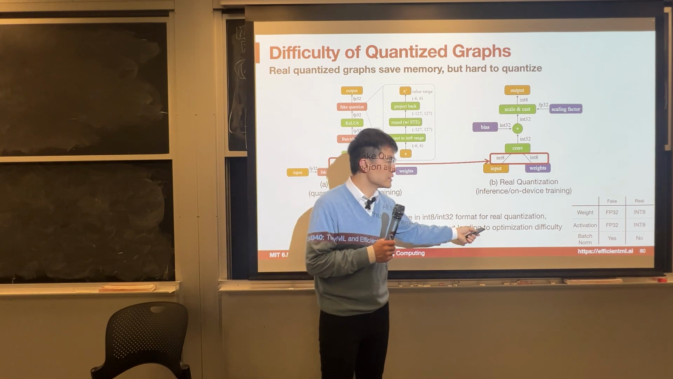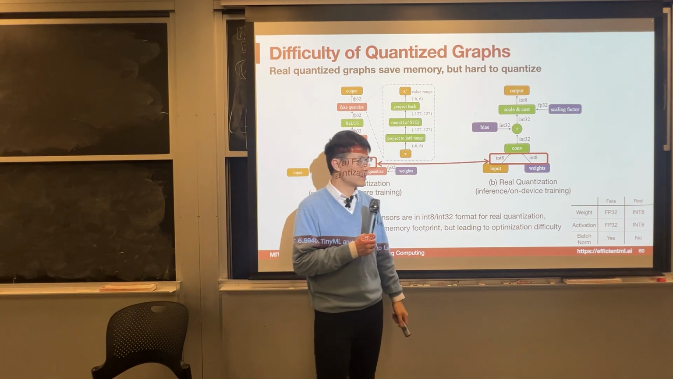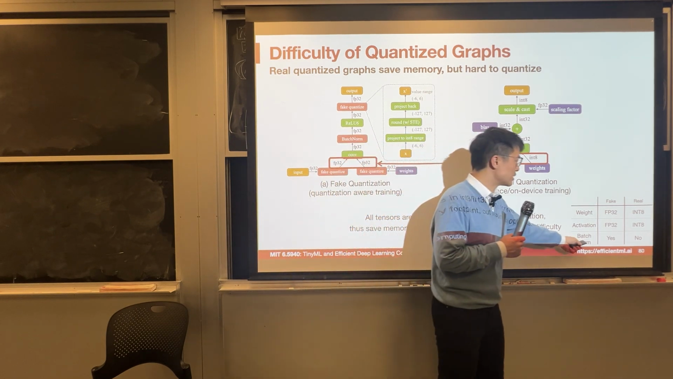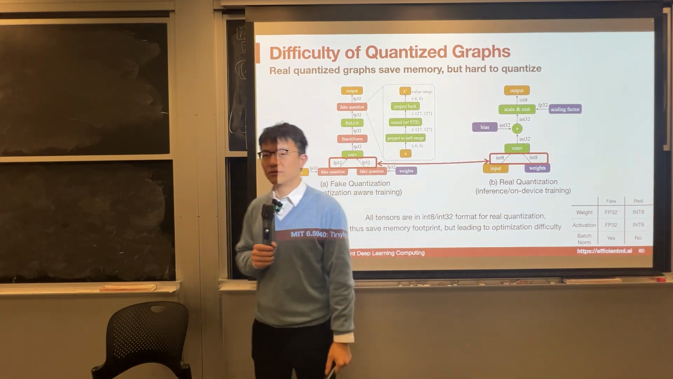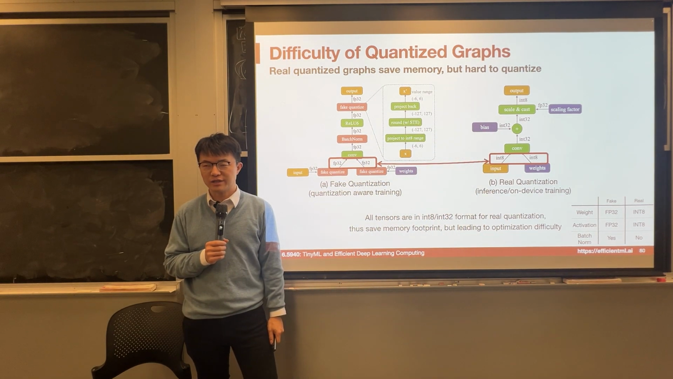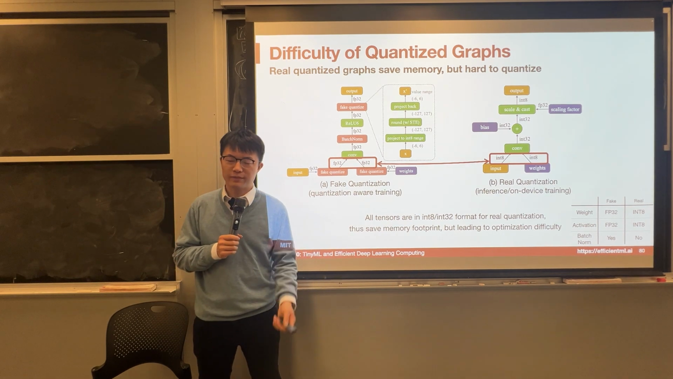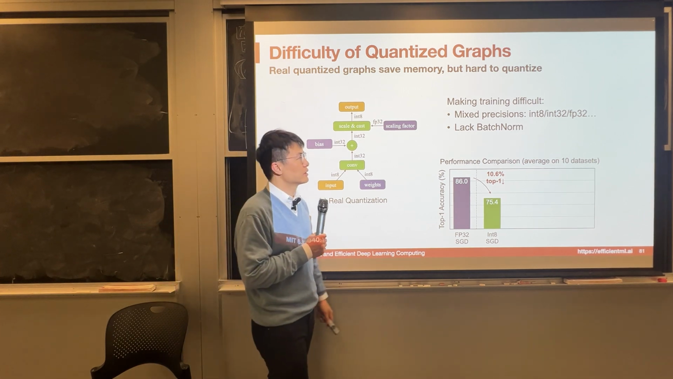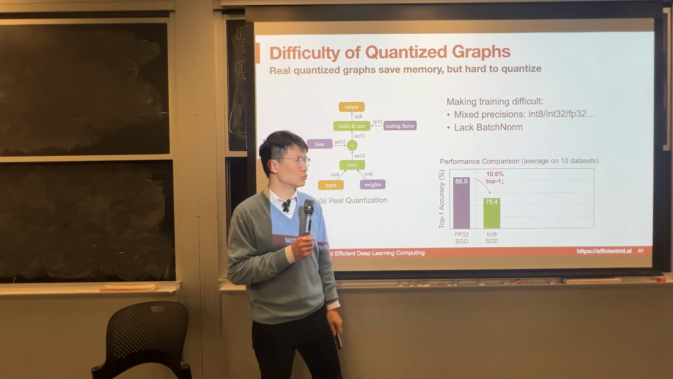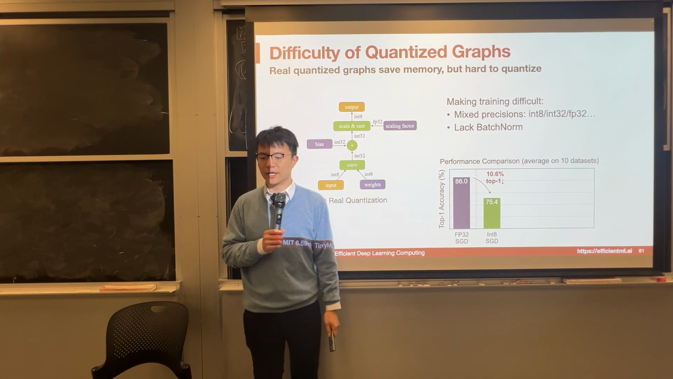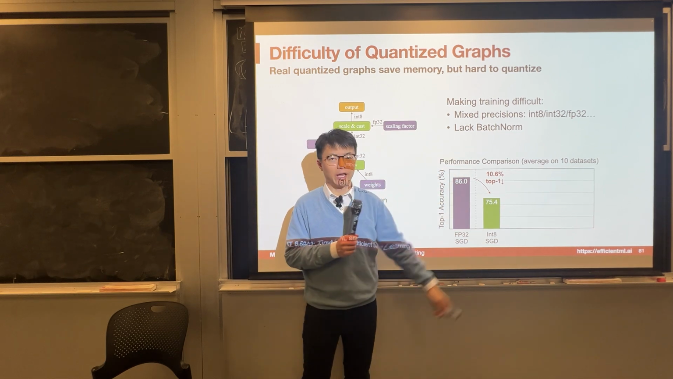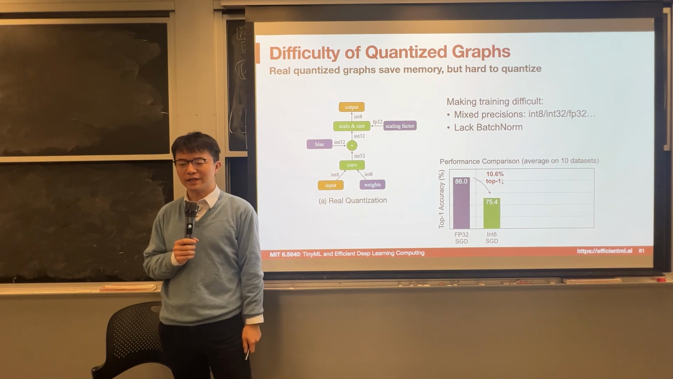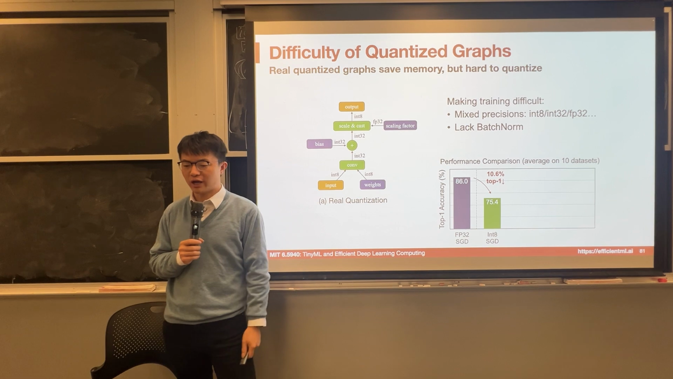But this leads to optimization difficulty. Previously, during inference, batch normalization can be folded into the previous convolution layer. But now everything is in int8. We no longer have that luxury to use batch normalization to do the adjustment. As a result, using the naive int8 approach to do training can get double-digit top-1 accuracy degradation due to the lack of batch normalization and also the mixed precision. So it's difficult to use a real quantized graph for training.